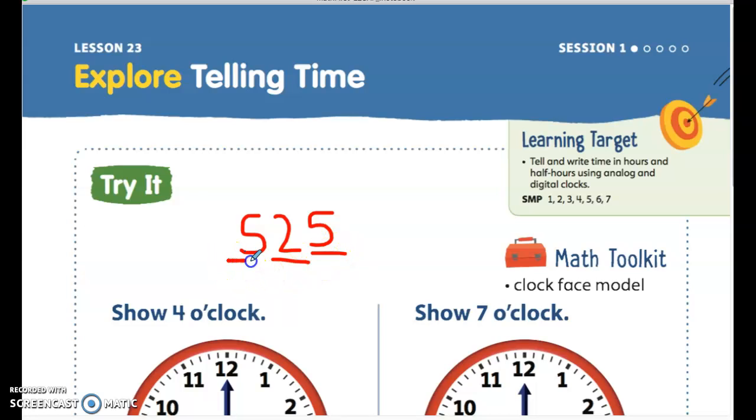So let's take a look at this 5 right here. What place value is that? You're right, hundreds. So how many hundreds do we have? 5. We have 5 hundreds.